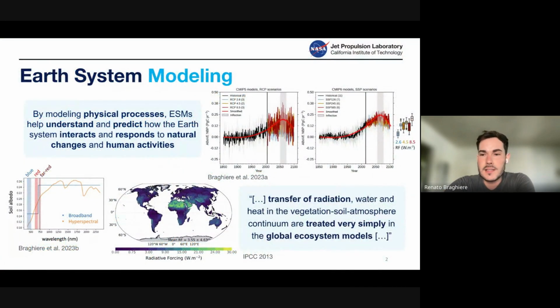So I think this slide is just an overview, and for this crowd, you already know what I'm going to say. But Earth system modeling is useful to model physical processes to help us understand and predict how the Earth system interacts and responds to natural changes, human activities, but also internal variability and so on.